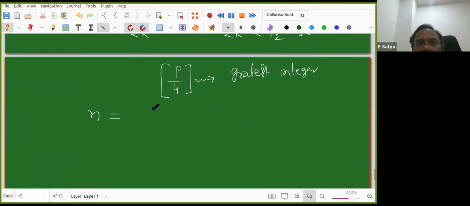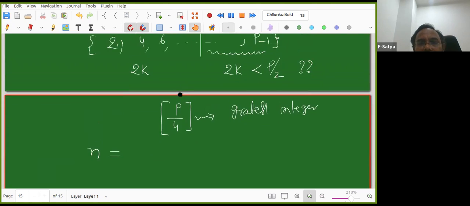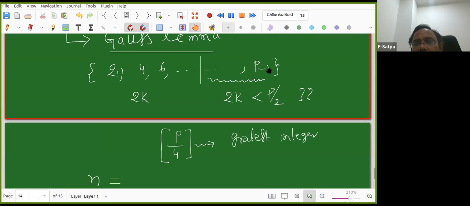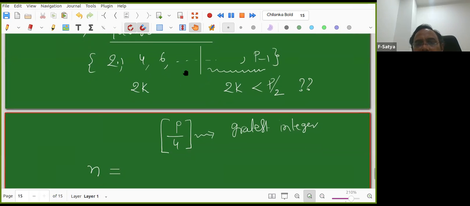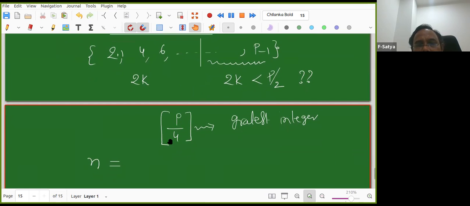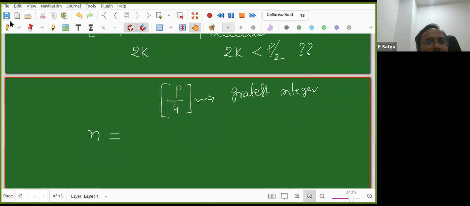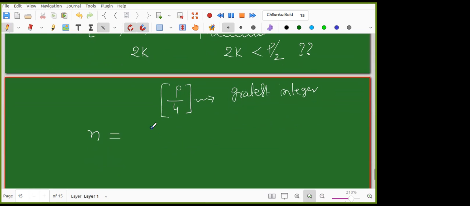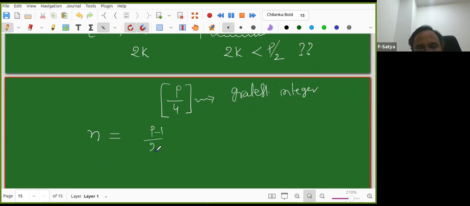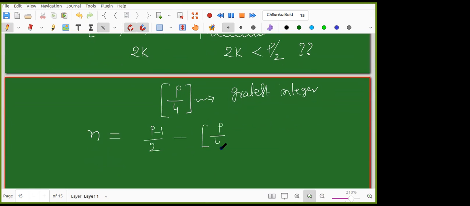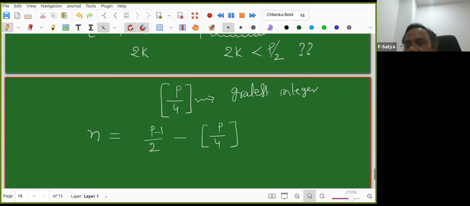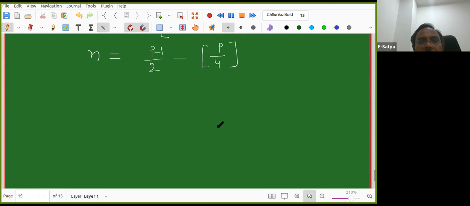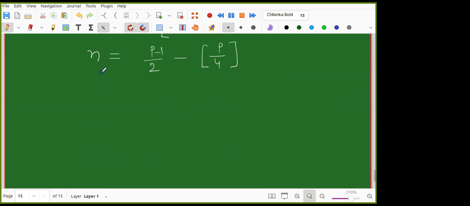How many are there total here? You see, 2 into 1, 2 into 2, up to 2 into (p minus 1) by 2. Total (p minus 1) by 2 are there. So (p minus 1) by 2 minus the greatest integer of p by 4 are the ones less than p by 2. Correct. So n equals, now tell me at least now, (p minus 1) by 2 minus the greatest integer of p by 4. Correct? Good. This is the answer.